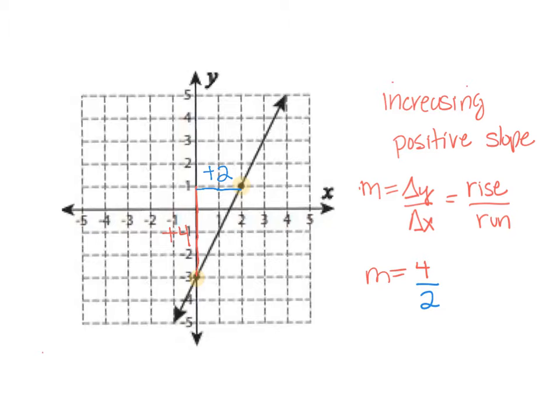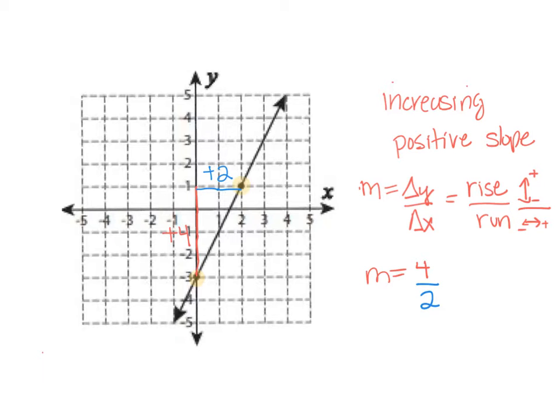And so when we calculate our rise over run, we think about how we move on the coordinate plane. The rise is positive if we move up. It is negative if we move down. Our run is positive if we're moving to the right and negative if we're moving to the left.